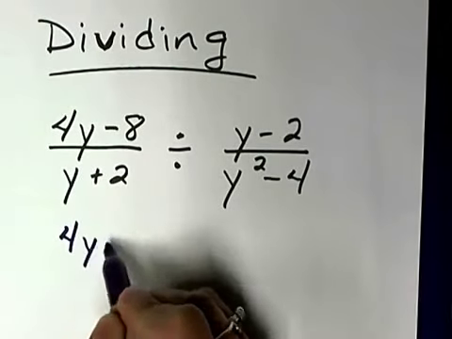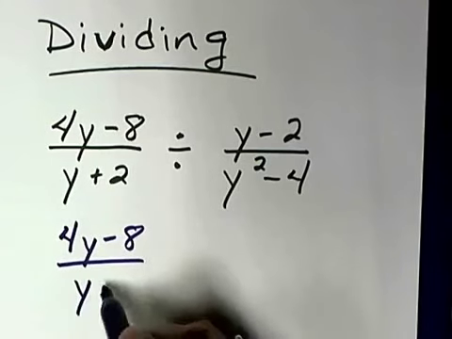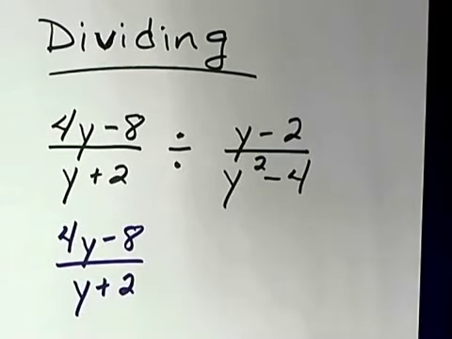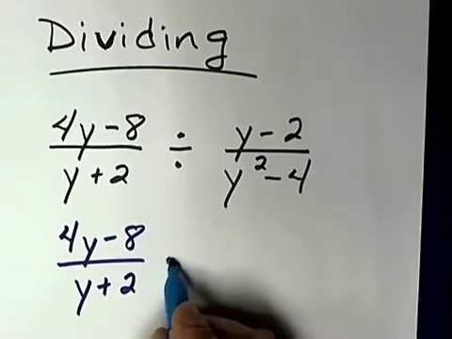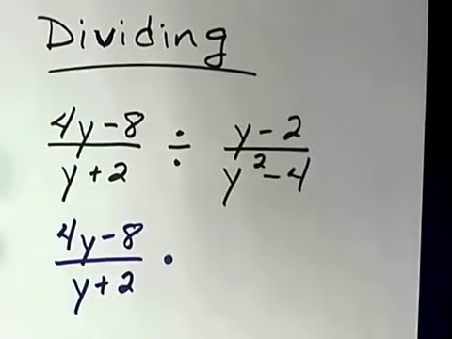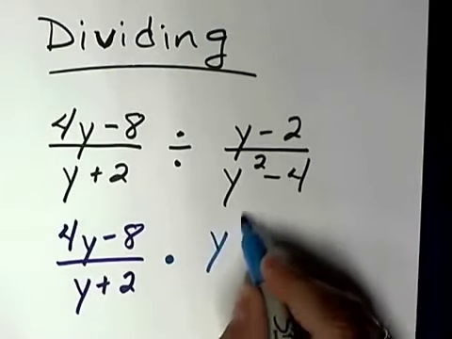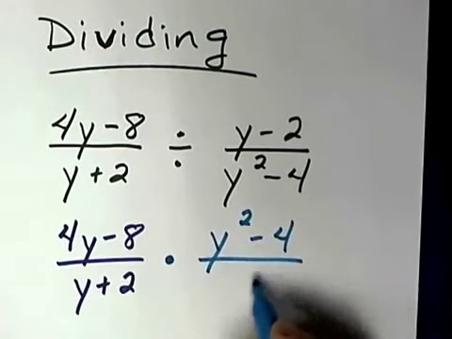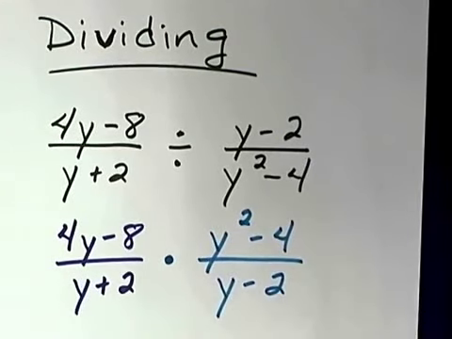And that simply means that we have to leave the first fraction as it is. So I have 4y minus 8 over y plus 2. I change my division into multiplication, and then I flip the second fraction, which means the bottom becomes the top and the top becomes the bottom. Now it's a multiplication problem just like the previous one. We factor each of the numerators and each of the denominators and see if we have factors that cancel, and then we simplify.